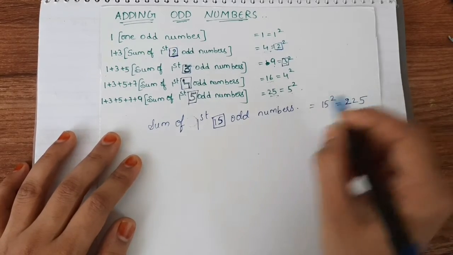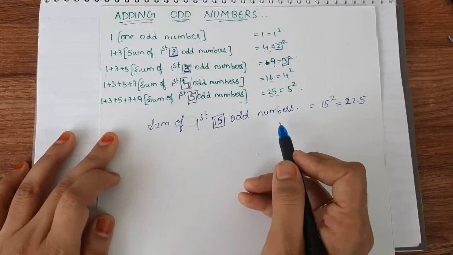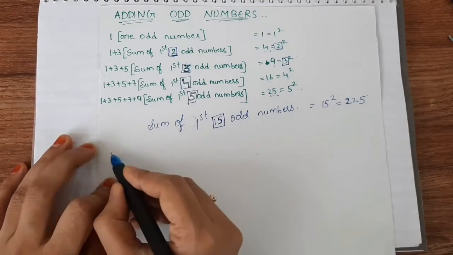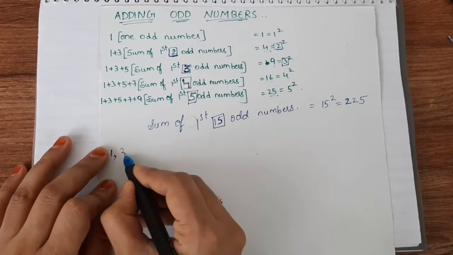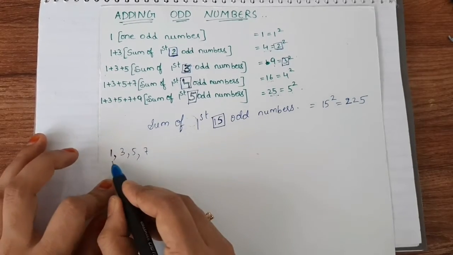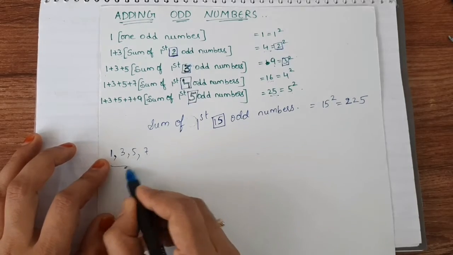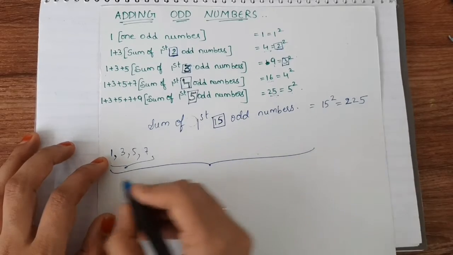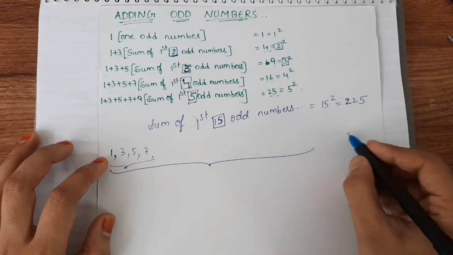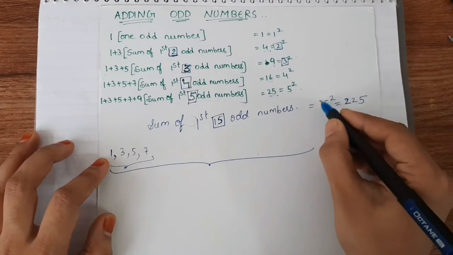When you add the first 15, what are the first 15 odd numbers? Like 1, 3, 5, 7, these are the first 4 odd numbers. Like that, you have to add the first 15 odd numbers. If you add the first 15 odd numbers, you will get the sum as 15 square.